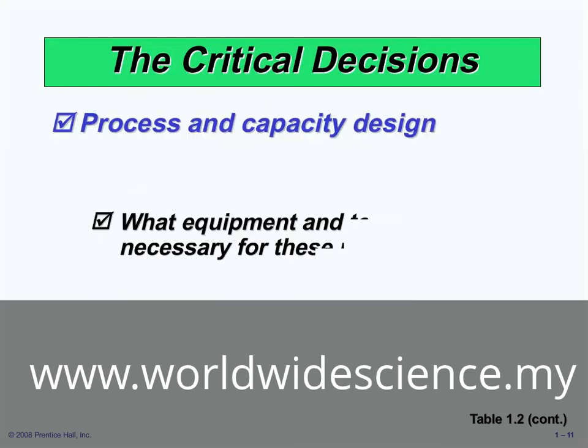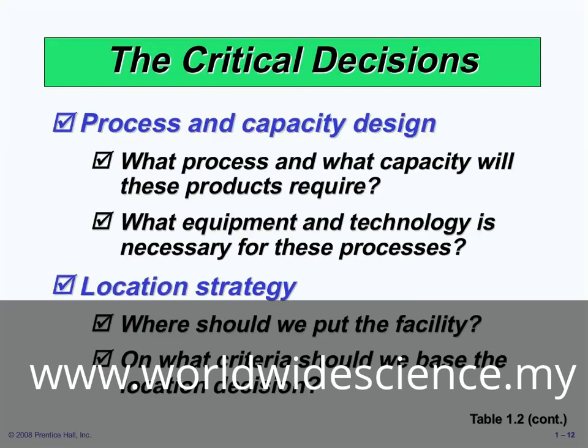Okay, another critical decision is the process and capacity design. What process and what capacity will this product require? At first, they want to know how much the capacity of the company is, for example, producing 500 units per day. How much is the capacity of the automobile industry? For example, how many automobiles can this company produce per day or annually?